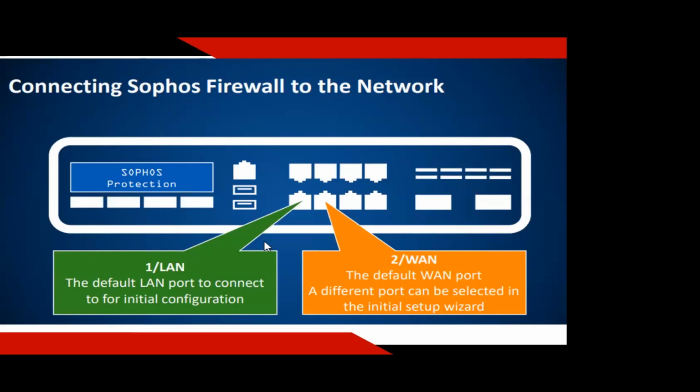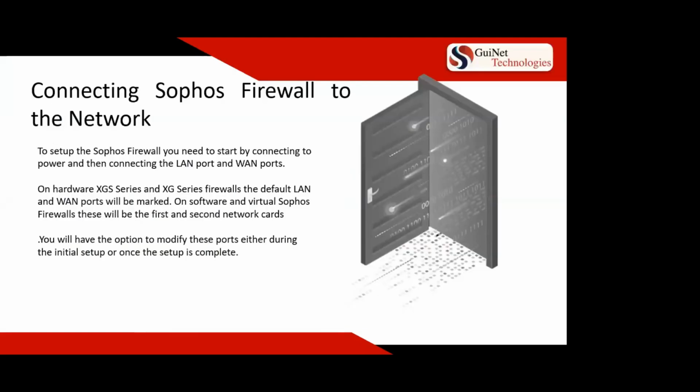A different port can be selected in the initial setup. You can also change the port zone as per your requirement once the firewall has been deployed. So, connecting Sophos firewall to the network. To set up the Sophos firewall, you need to start by powering on the firewall, then connecting a LAN port and the WAN port. You have to give the internet connection on port 2, and connect your laptop or PC on port A, that is your LAN port.